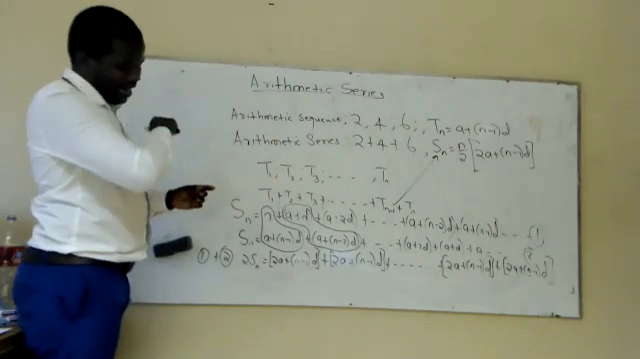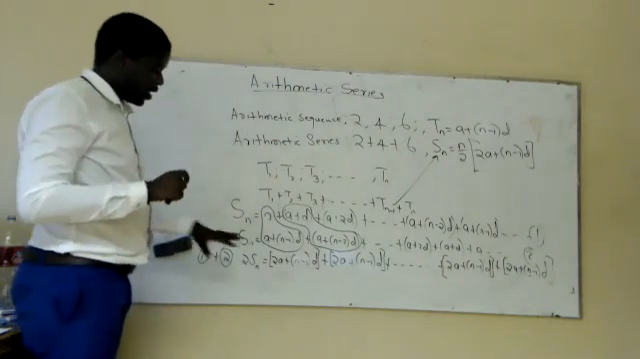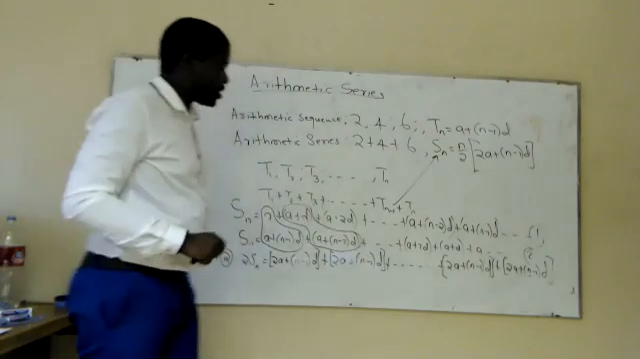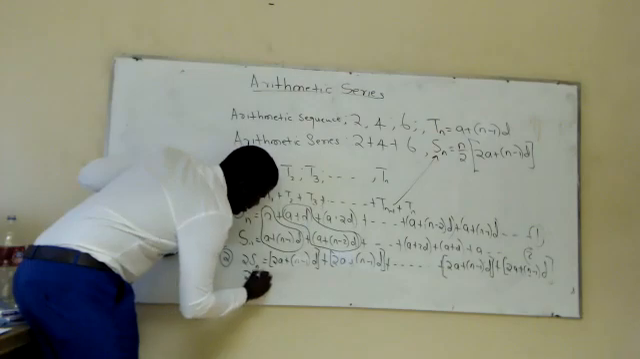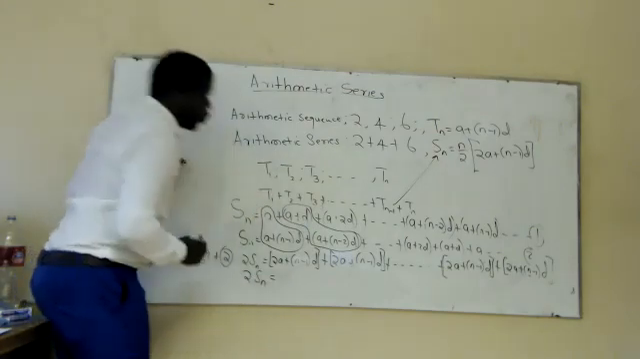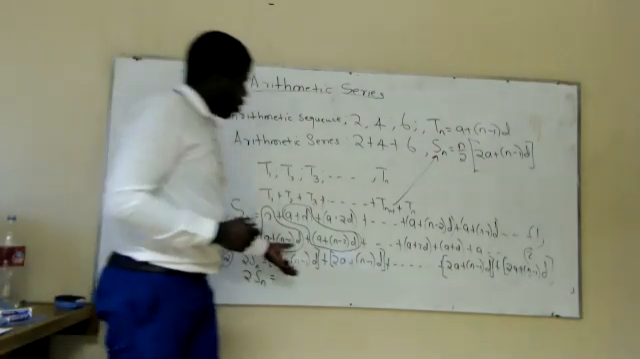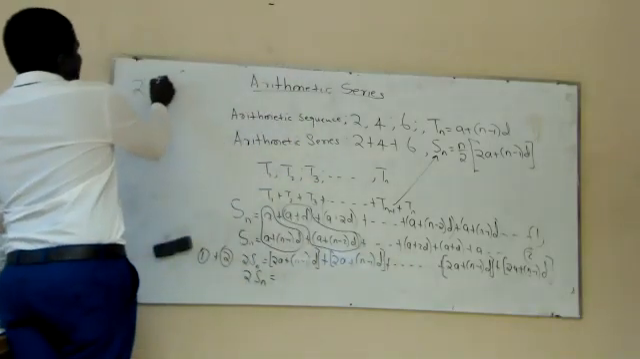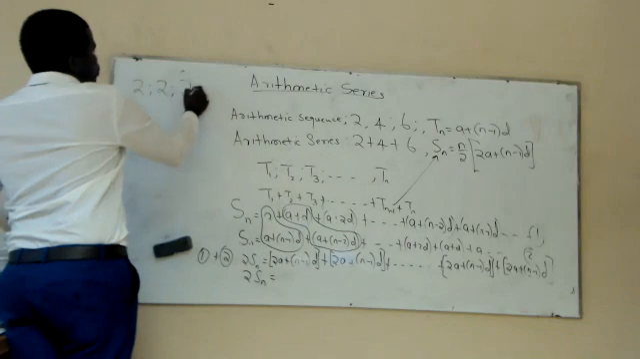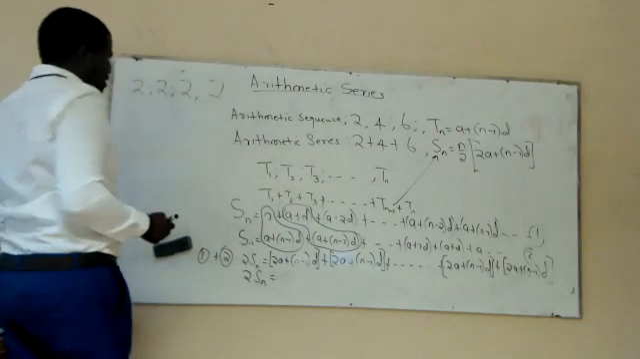That is the underlying factor with what we are doing here. They must be the same, all these terms. So now, for us to be able to conclude about all the terms we have there, let's say it's a sequence of 2, 2, 2, 2. They are the same, all these terms.